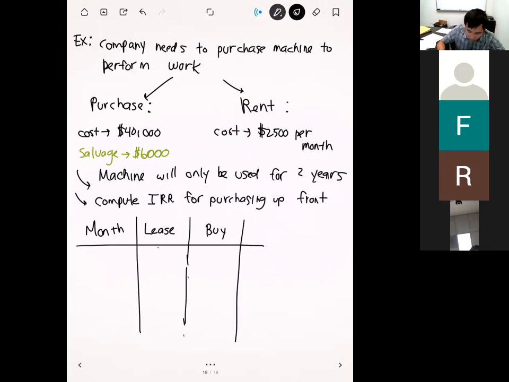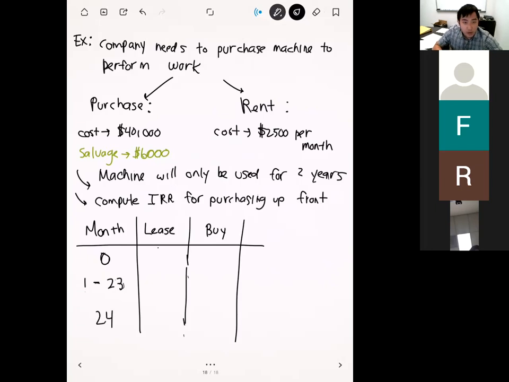And so the main differences that we're going to see are going to be in month 0, right? Months 1 through 23, right? Because we're using this for 2 years, and so we're going to use it for a total of 24 months, right? And then we're also going to see a difference in month 24.